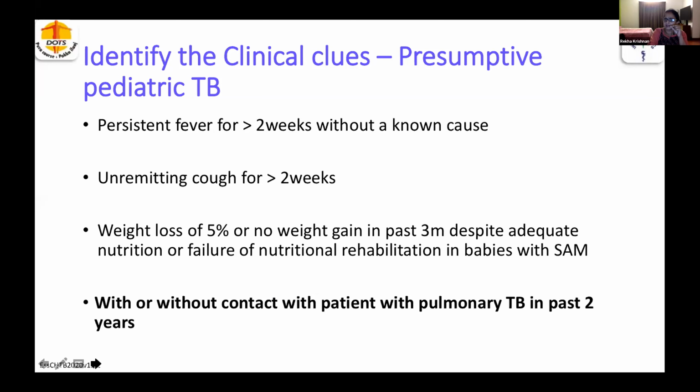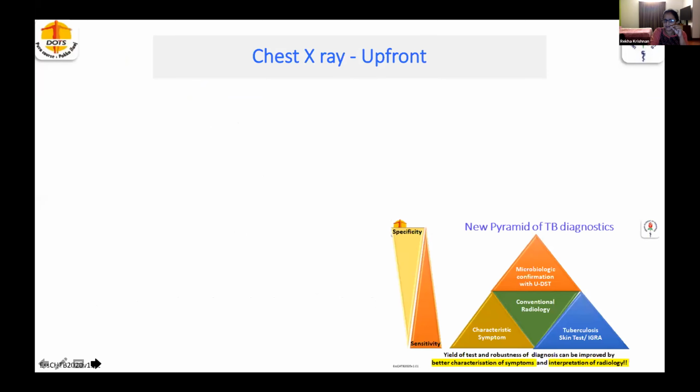The points are almost all covered: prolonged persistent fever more than 2 weeks, unremitting cough more than 2 weeks, and weight loss, with or without contact. Our first step in the diagnosis of tuberculosis is understanding that there is a presumptive pulmonary tuberculosis case. The next step is chest X-ray. Compared to previous diagnostic guidelines, the change is that chest X-ray has now come upfront.